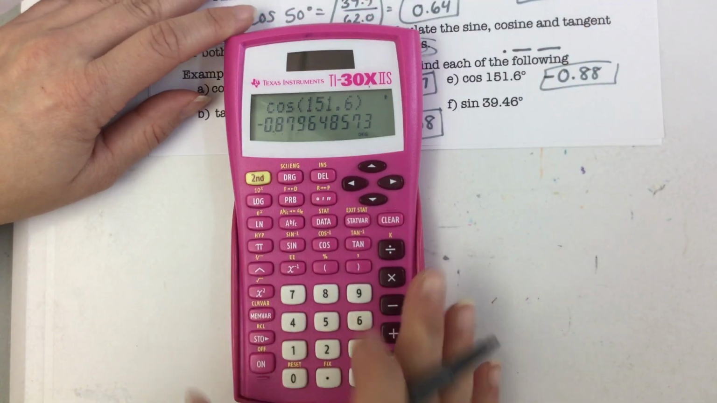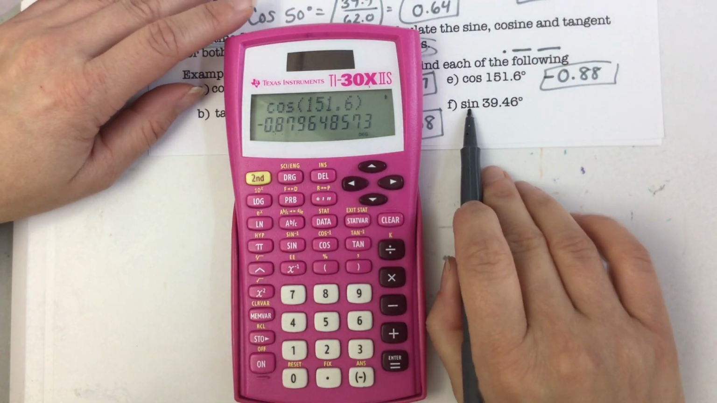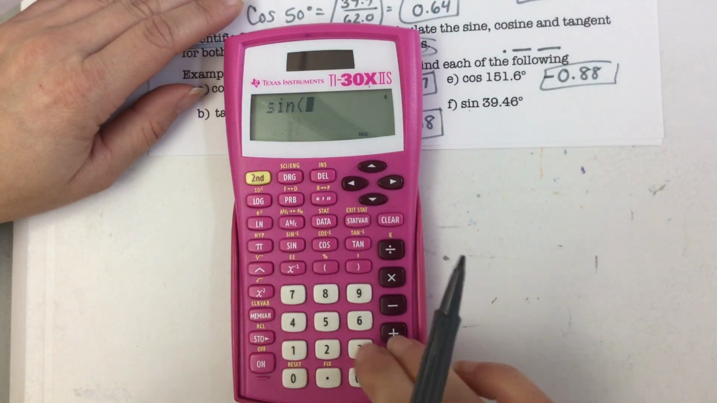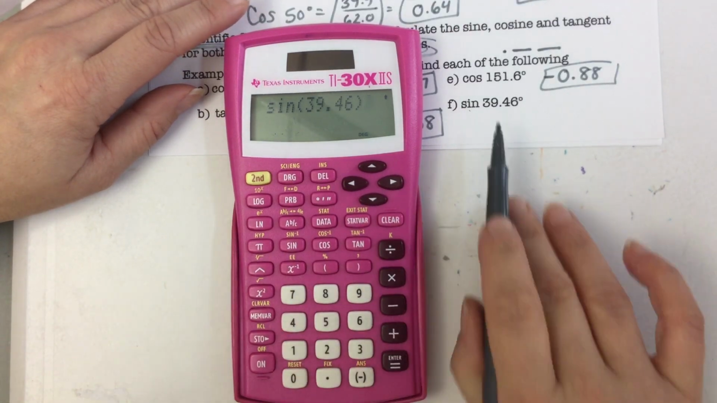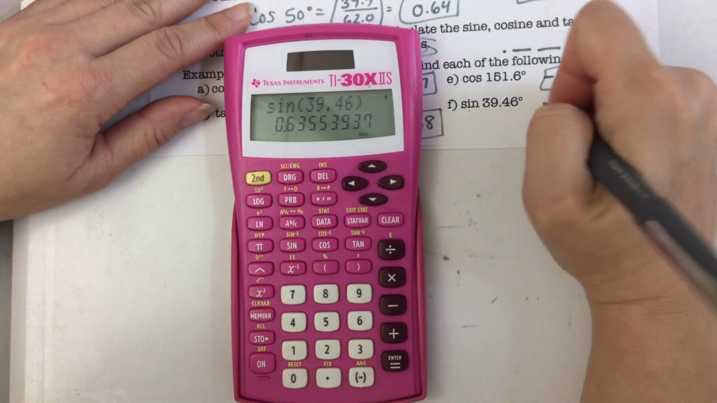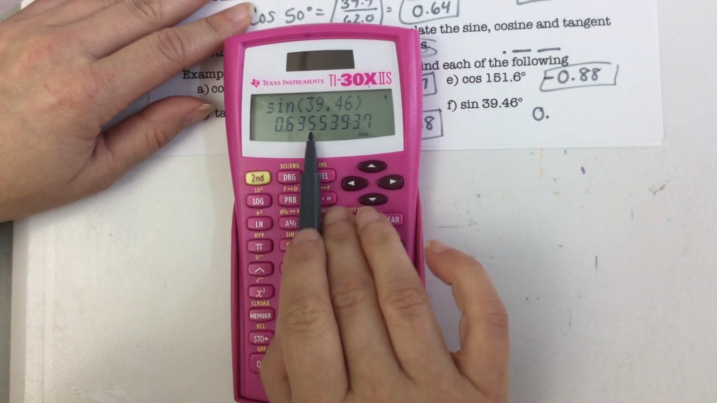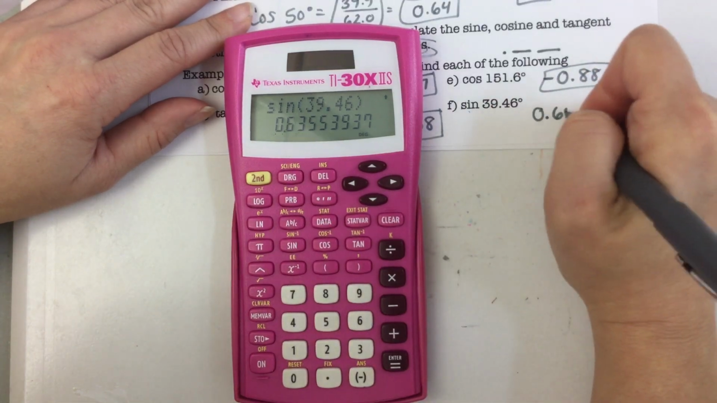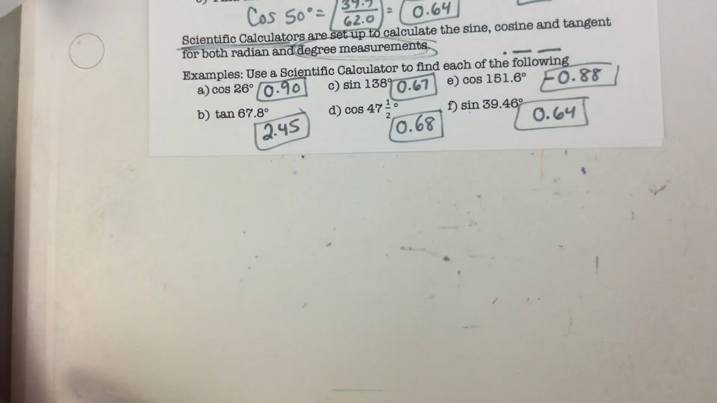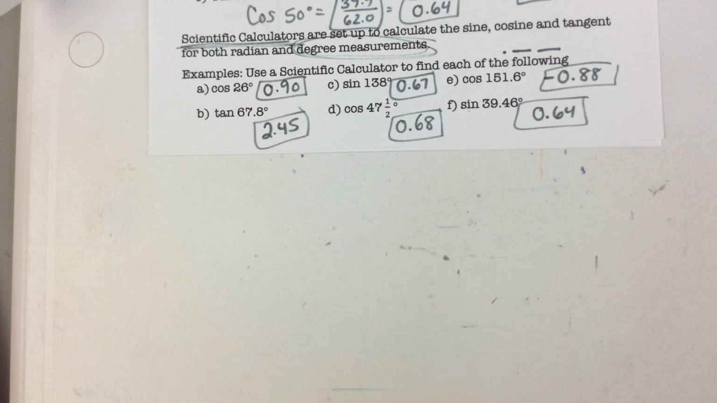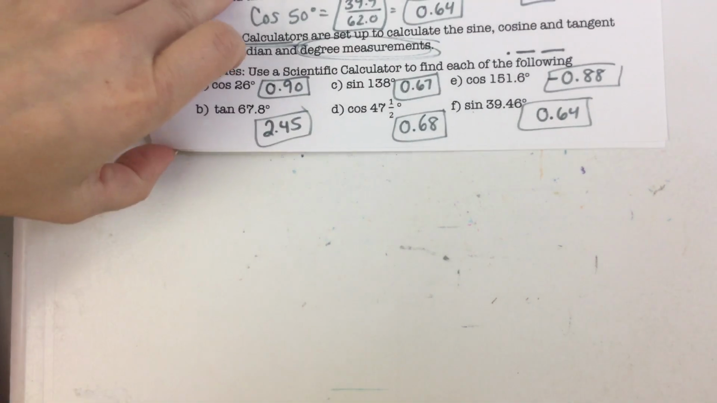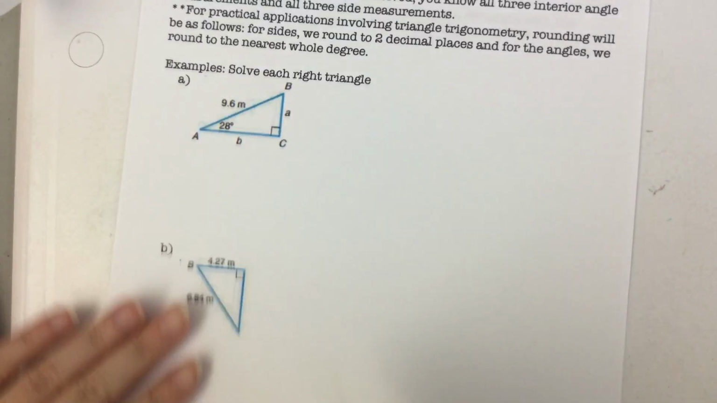And last but not least, this is a sine function, so you hit the sine button to start. 39.46, we are in degree mode, so go ahead and hit enter. It said to round it to 2 places, so 0.635. The 5 would bump that to a 4, so 0.64. So that is just a skill that we want to make sure that you understand, is you can actually calculate trig functions using a calculator. Just make sure it's in the degree mode first.